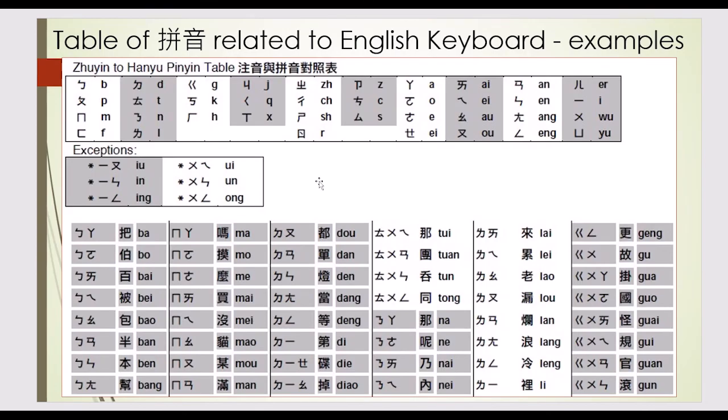This is another table. This table lets you see the pronunciation of Zhuyin and the pronunciation of Pinyin. What's the difference between them? In Taiwan, we use Zhuyin, these pronunciation characters. And in China, we use Pinyin, just like English characters. B represents bo. P represents po. M represents mo. F represents fo. You use this representation to input the Chinese character into your Microsoft Word.